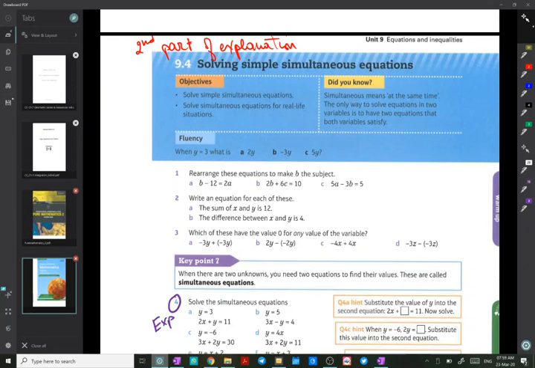Second part of explanation in chapter 9, section 9.4, solving simple simultaneous equations. We have several methods in order to solve simultaneous equations. We're going to start now by using substitution.